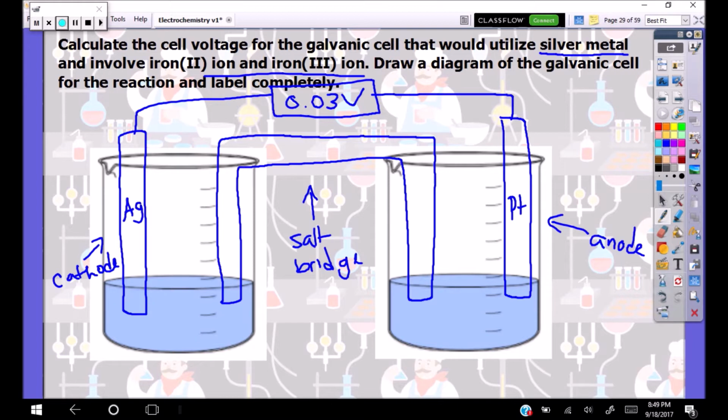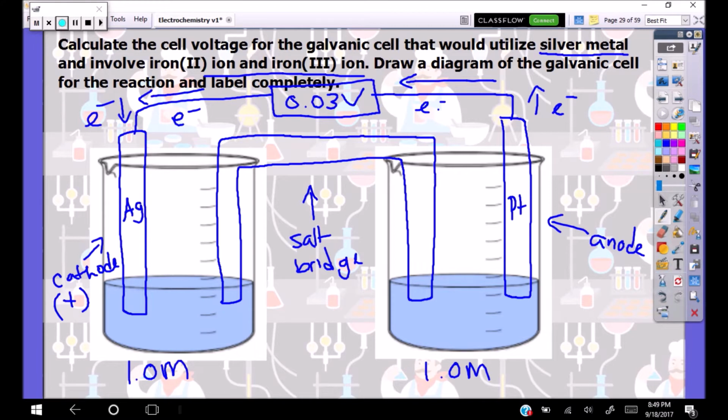So which way do the electrons flow? Electrons should flow anode to cathode, right? And now the trick, we also need to make sure we label concentrations. We can assume this is at standard conditions. So we can say 1 molar for our solutions. And with cathode, I'm just going to write positive. With the anode, I'm just going to write negative charge. Okay. So the negative charge is leaving, going up, across, and then down onto the silver.